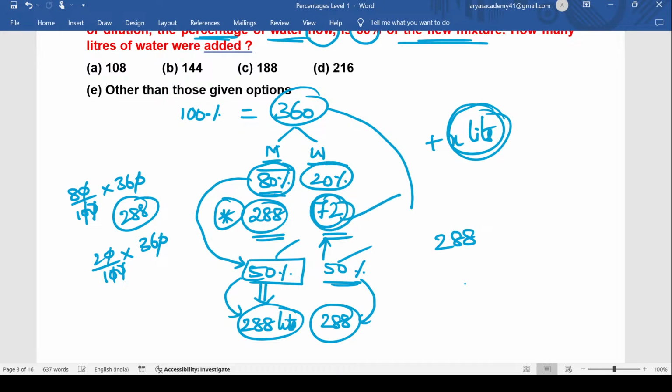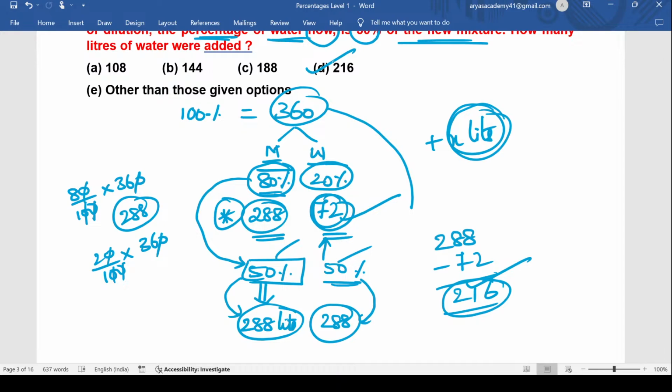Actually, the original amount of water is 72 liters. If you subtract the original quantity from the new quantity, you will get the amount of water that has been added. So 288 minus 72 is 216. So we have added 216 liters of water to the mixture, so that the water percentage has become 50 and the milk percentage has decreased from 80 to 50. Okay, so the answer or the option for this question is 216 liters of water has been added.